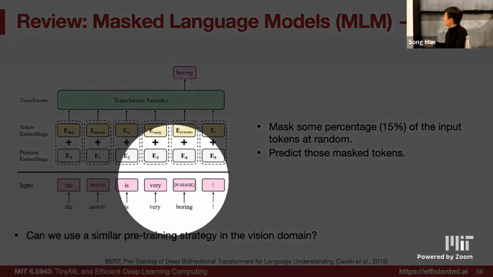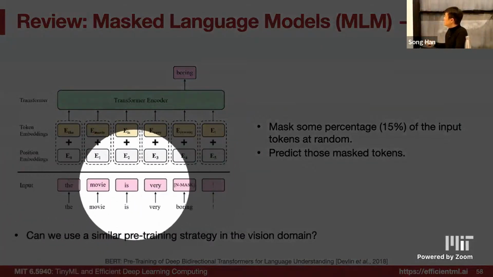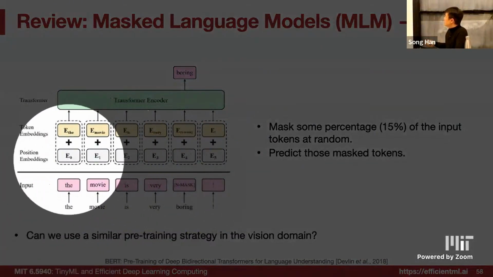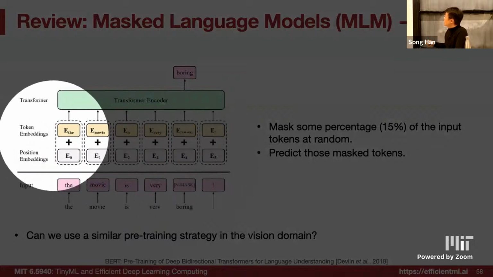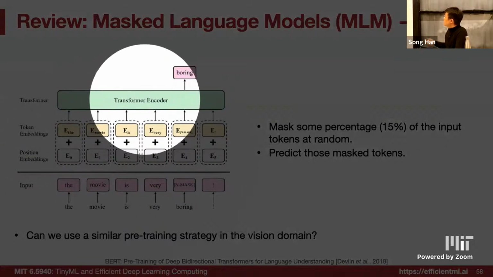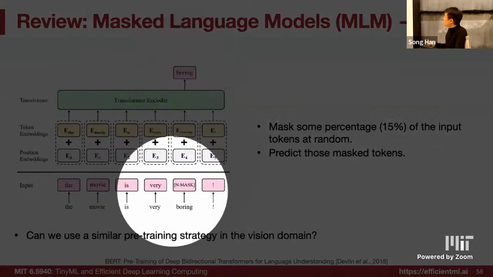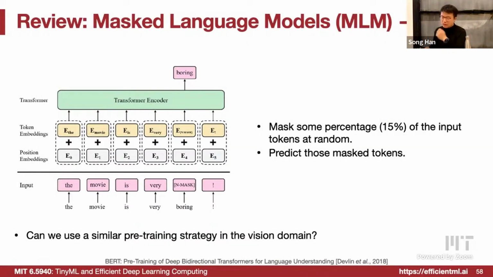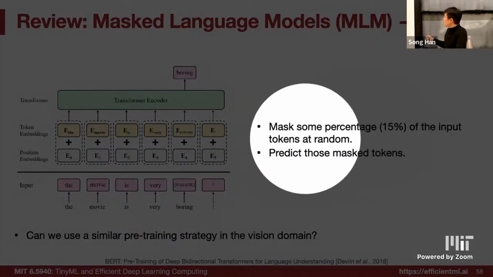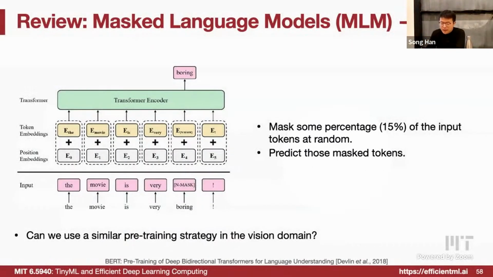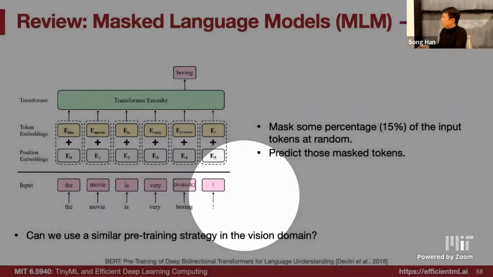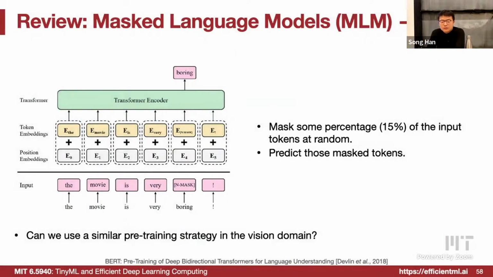So here we are masking some of the tokens. The movie is very boring. We mask away "boring". We pass the remaining words into the language model, the transformer, and then we try to supervise it by predicting the masked token. So we can mask a certain percentage of the input tokens at random and predict those masked tokens. And can we use a similar pre-training strategy in the vision domain? In that way, we don't have to label the images. We just predict the missing patches, which comes for free.